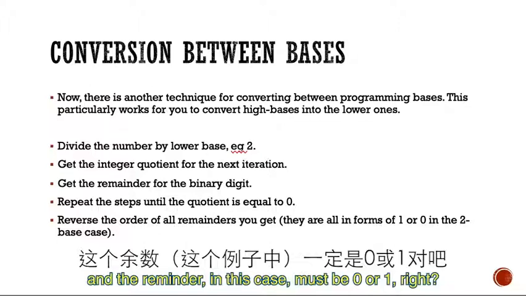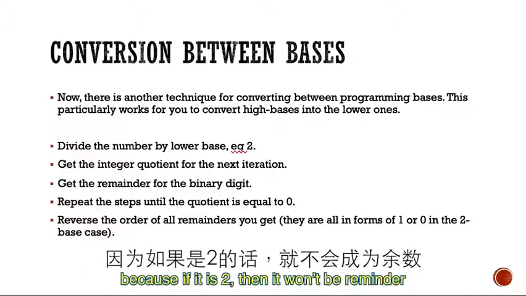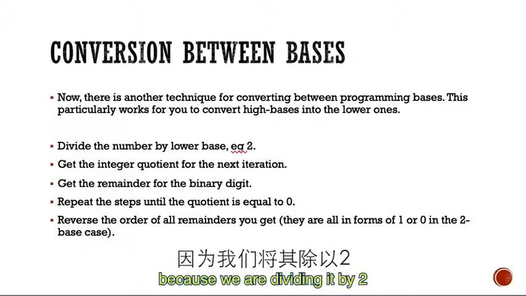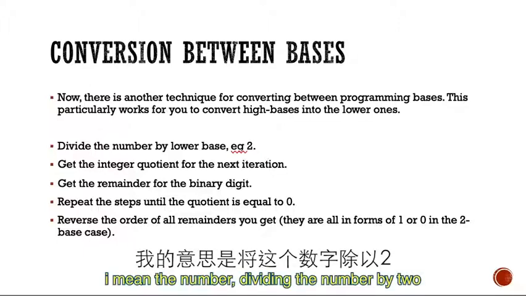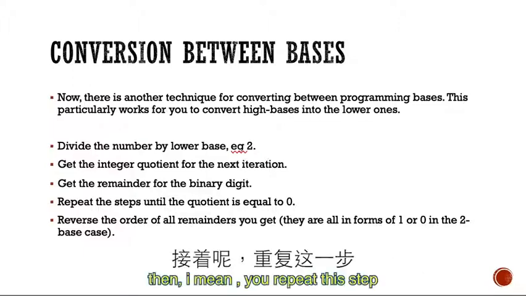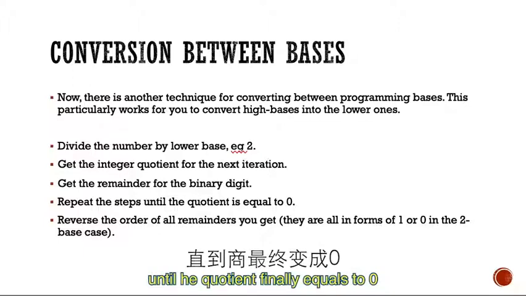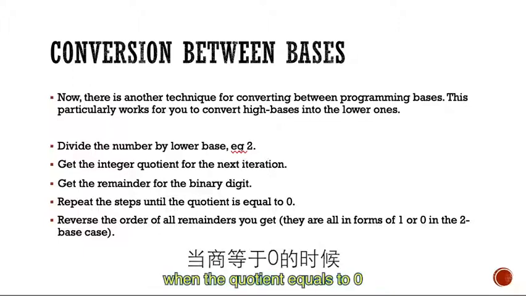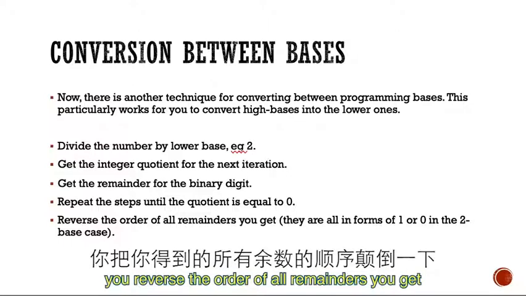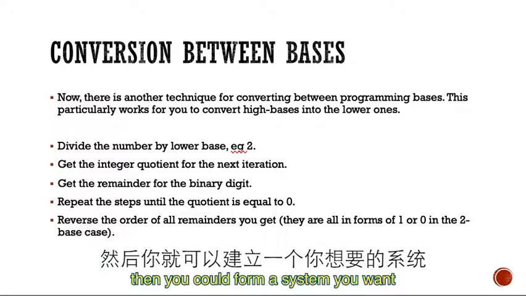And the remainder in this case must be 0 or 1, right? Because if it is 2, then it won't be a remainder, because we're dividing the number by 2. And then you repeat the steps until the quotient finally equals 0. And when the quotient equals 0, you reverse the order of all the remainders you got. And then you could form the number in the system you want.